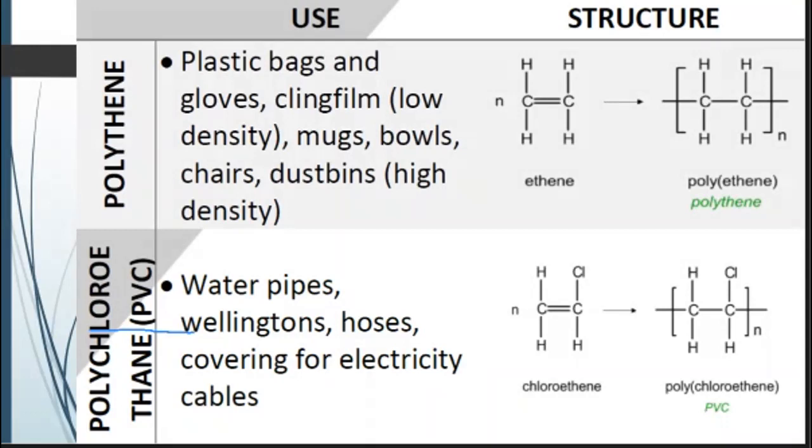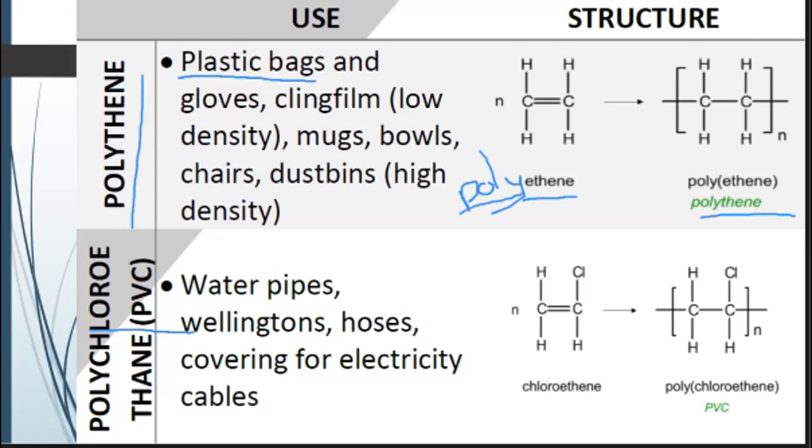Now I want you to see the pattern that begins to emerge when I go through the different types of polymers and the structure that is produced from it, right? So polythene or polyethene, as you would know it: plastic bags, you come across it all the time, those gloves, cling film, your mugs, your bowls, your plastic chairs, dustbins, and so on. These are some of the uses of polyethene. Now, how is polyethene obtained? It comes from ethene. If you recognize, all they did was add the word poly in front of it.